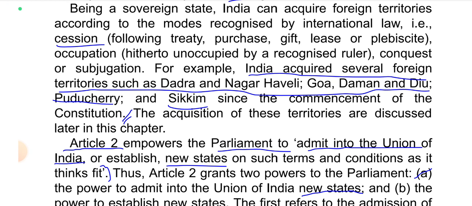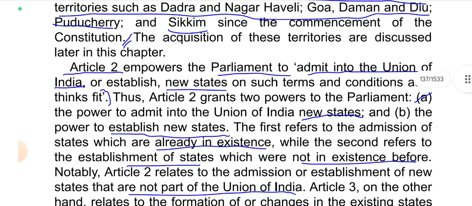cession, following treaty, purchase, gift, lease, or plebiscite; occupation, hitherto unoccupied by a recognized ruler; then conquest or subjugation. For example, India acquired several foreign territories such as Dadra and Nagar Haveli, Goa, Daman, Diu, Puducherry, and Sikkim since the commencement of the Constitution. The acquisition of these territories are discussed later in this chapter.